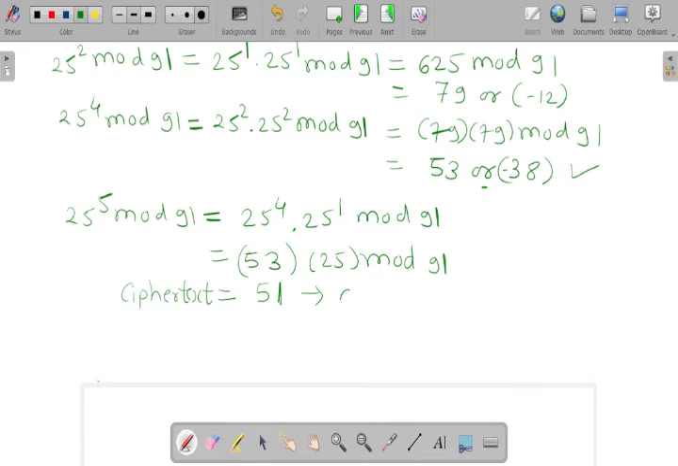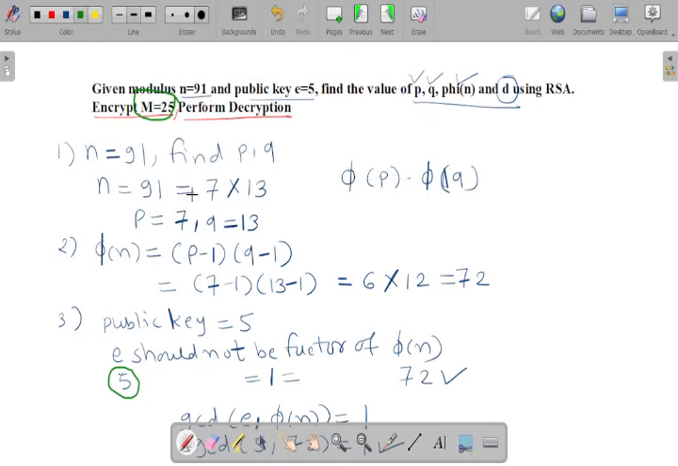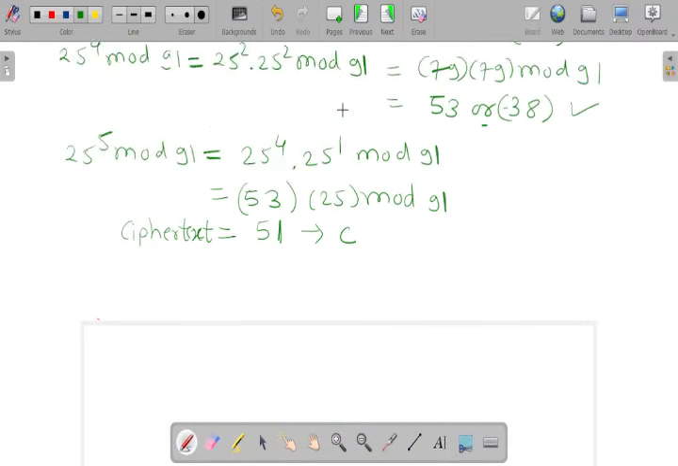That is C. Now you have to find out the value of your plain text. So here you have performed the process of encryption that is asked in the exam. You have to encrypt the value of m equal to 25. So after encryption, you will get the ciphertext equal to 51. And based on that value, you have to again perform the decryption process and find the value of your plain text.